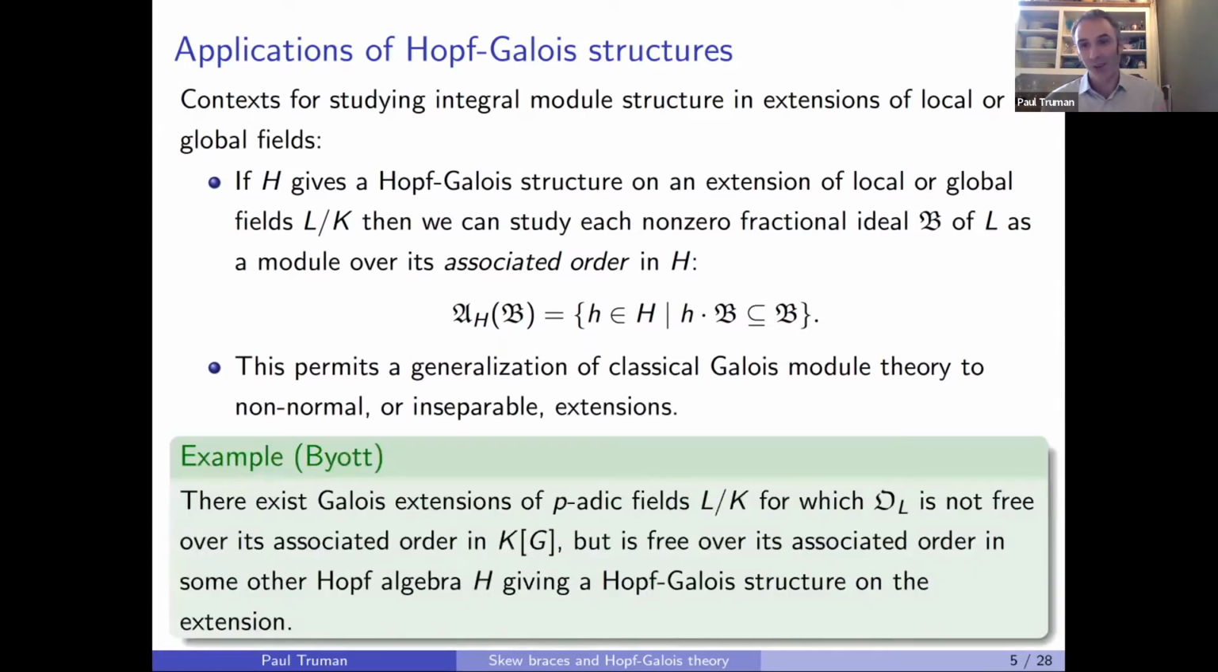Having said that you can try it on non-normal or inseparable extensions, some of the most interesting results here are for extensions that are already Galois. One of Nigel's, I think it's fair to say, very famous results now is that he created some families of extensions of p-adic fields, which are Galois in the classical sense, and also Hopf-Galois for a different Hopf algebra. And the ring of integers is not free over its associated order in the classical setup, but it is free over its associated order for some other Hopf algebra giving a Hopf-Galois structure.